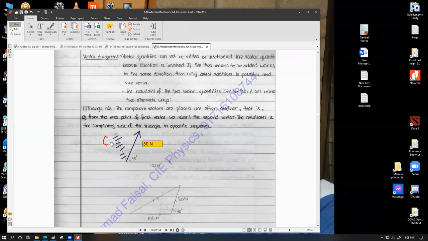So this is actually a correction. This is the second vector, which is supposed to be 80 Newton. So we have one vector of 100 Newton. We have another vector of 80 Newton working on an object, for example.